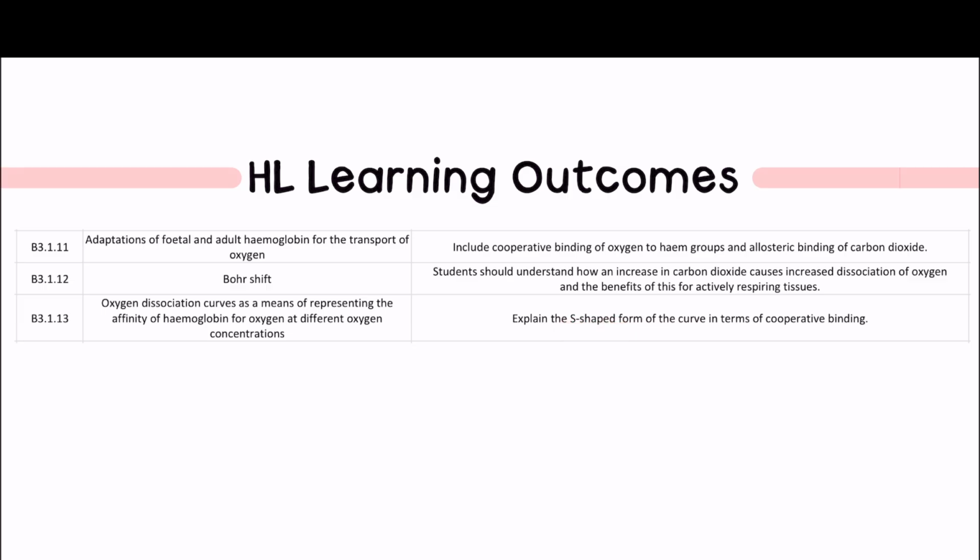happening. So the Bohr shift all has to do with carbon dioxide. What role does carbon dioxide have in actually lowering oxygen affinity within hemoglobin, and why this is so important for delivering oxygen to tissues that need it? And this final learning outcome here really is understanding how to read the oxygen dissociation curve. So these three learning outcomes are kind of all related to each other, but I believe the strongest core linking all of them is the cooperative binding nature of hemoglobin and how this S-shaped curve can differ both in fetal hemoglobin and in carbon dioxide concentrations.